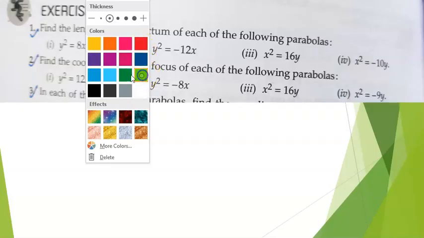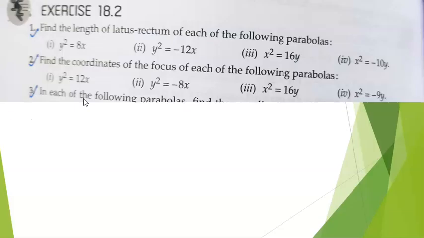Alright. So first question, question number one says, find the length of latus rectum of each of the following parabolas. So different parabolas are given to us. Starting with the first, it says y square is equal to 8x.